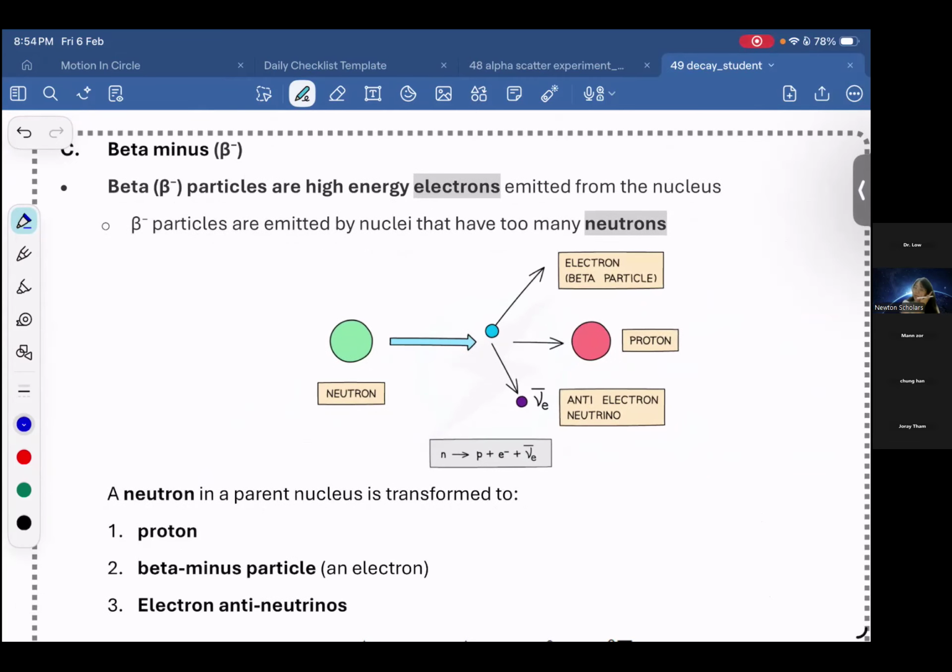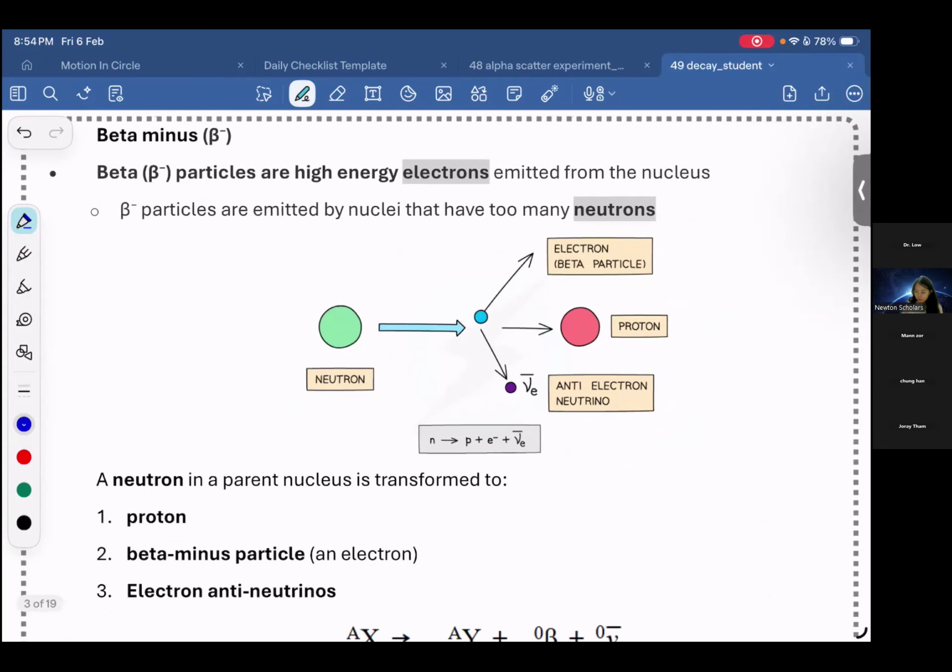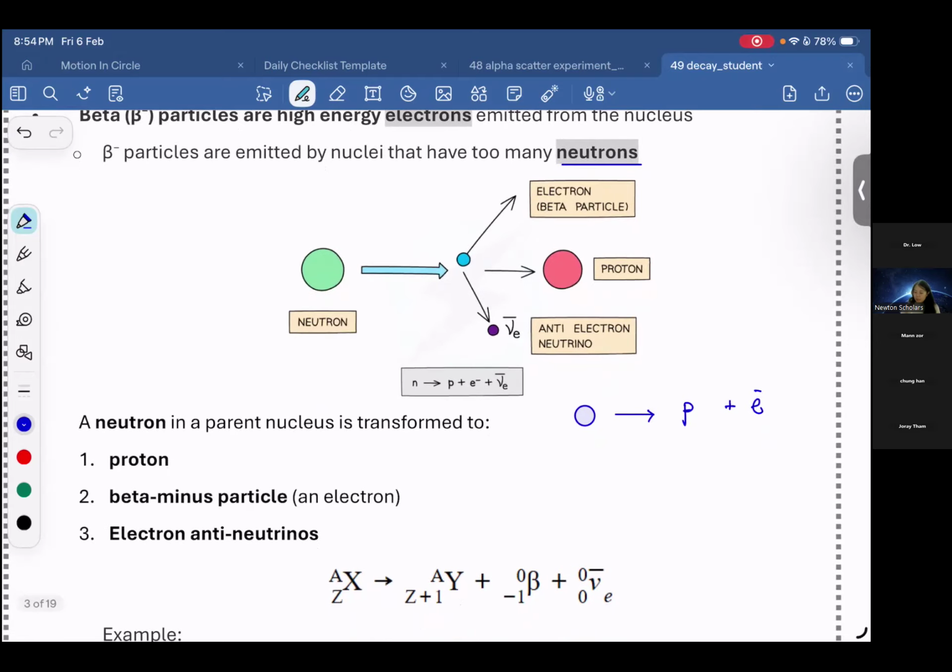So here we see beta minus. Beta minus is actually an electron emitted from the nucleus. Okay, beta minus is an electron. So here, in the nucleus, we found out that we have too many neutrons. So from the neutron, we will emit, and then we will have a proton plus an electron. This electron we call beta minus. The electron is beta minus.